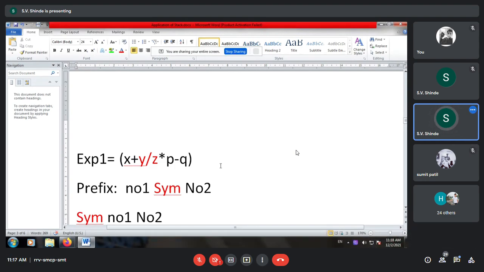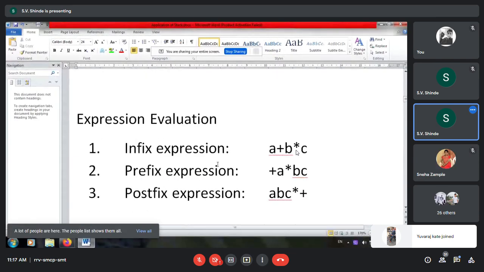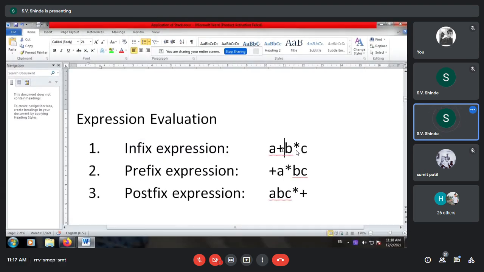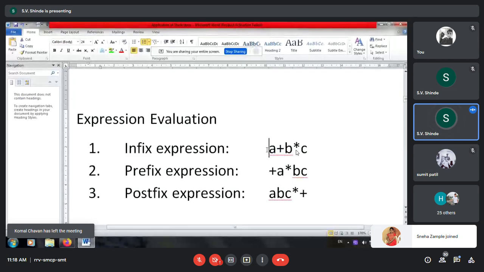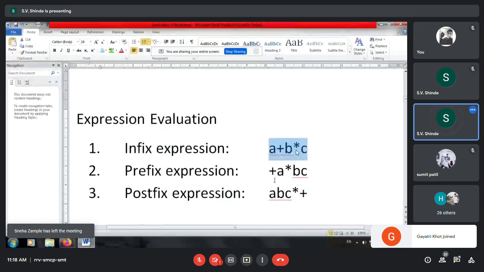As far as expression evaluation is concerned, we will be having three types of expressions. First is the infix expression, where there is a symbol in the middle of the two variables or constants. One example is the regular mathematical expression, that is infix expressions.